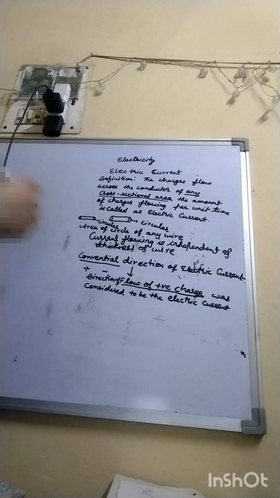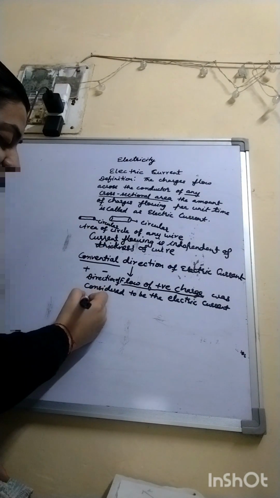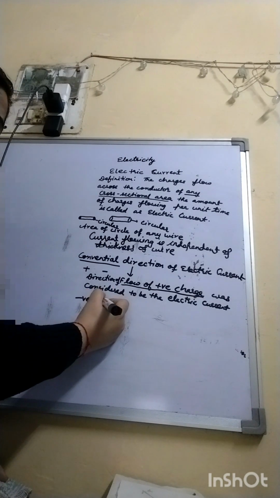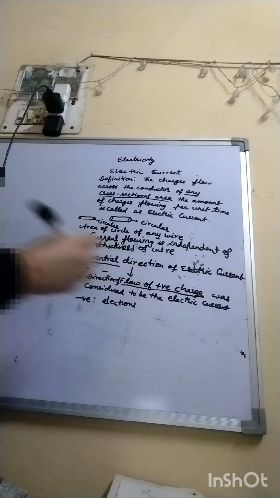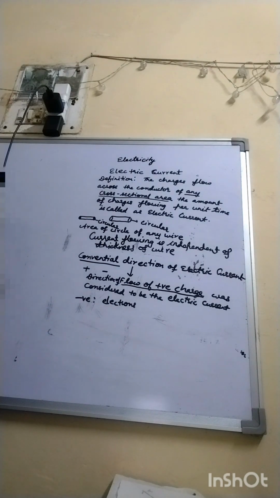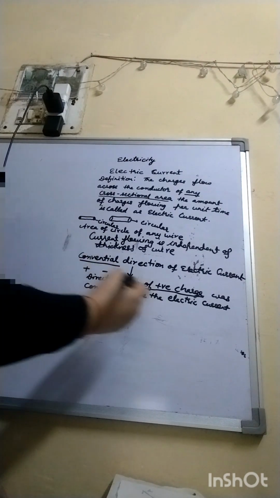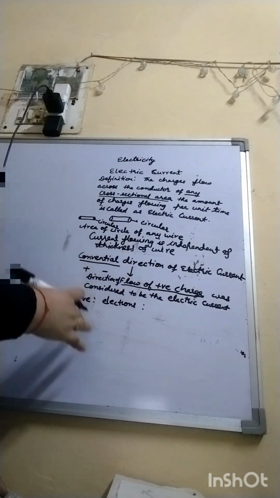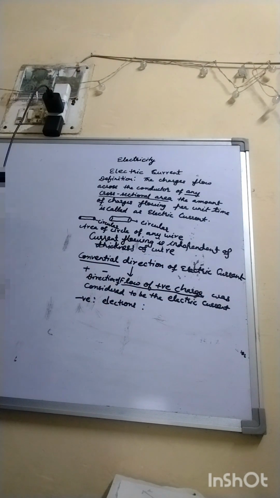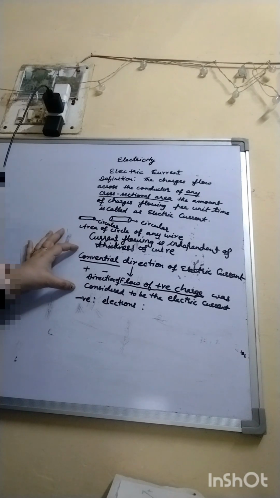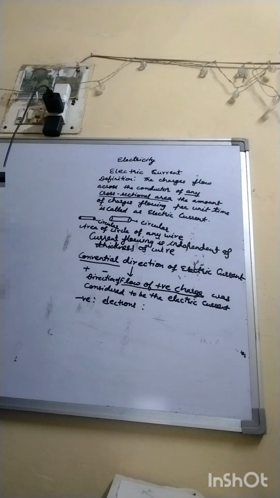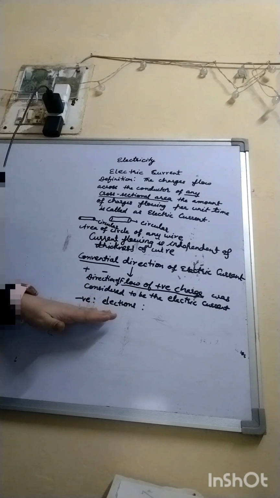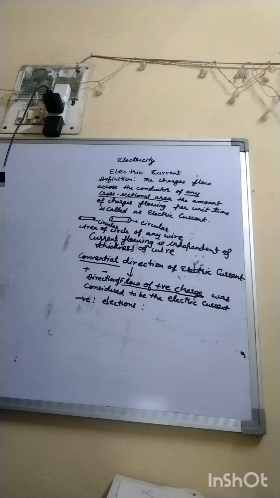However, when negative charges were discovered, these are electrons. So now we know that it is actually the flow of electrons which constitutes the flow of current. However, the direction of flow of positive charge is opposite to the direction of flow of negative charge. So remember that the conventional direction of electric current was considered to be the direction of flow of positive charge, because negative charges or electrons were not discovered at that time.